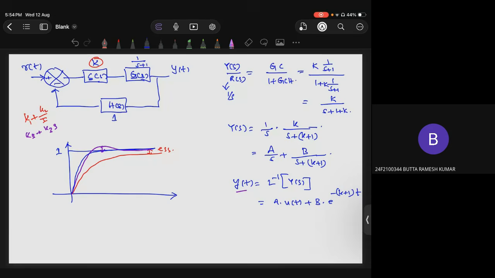So it's like this. Now again we replace with K1 plus K2 by S plus K3 S. You'll get the proper response. Clear? Fine. That is how you need to proceed.